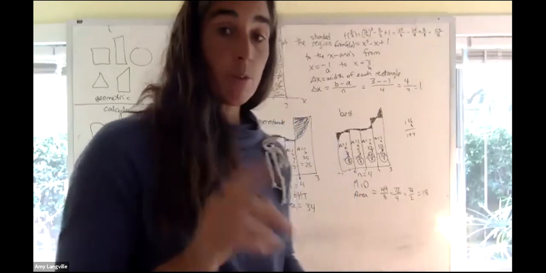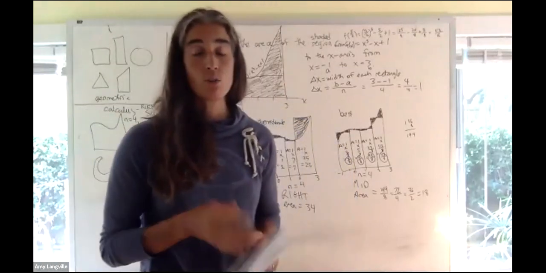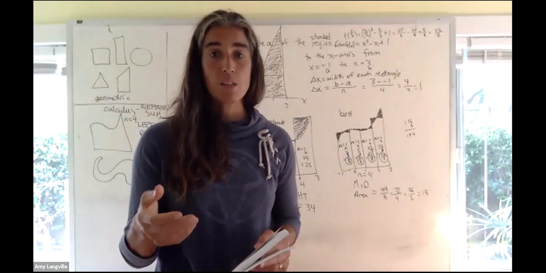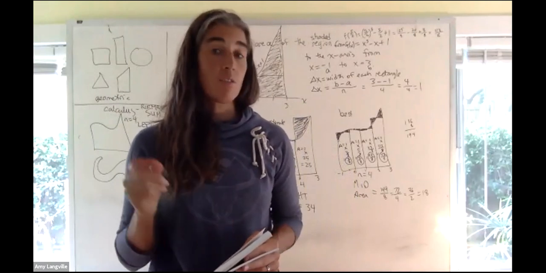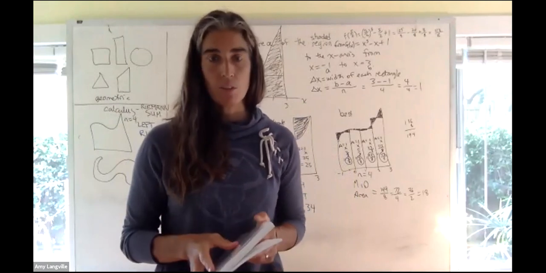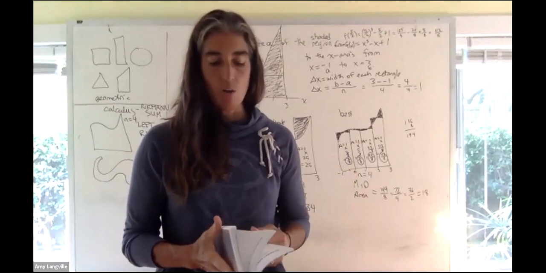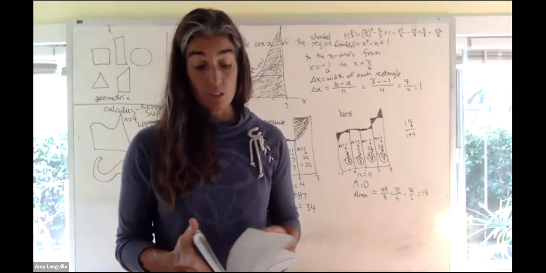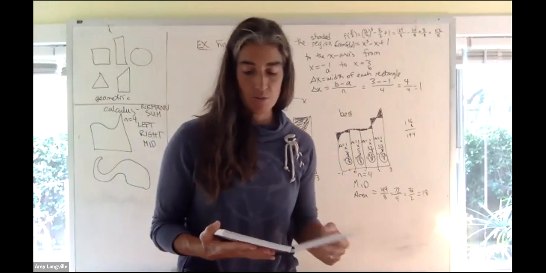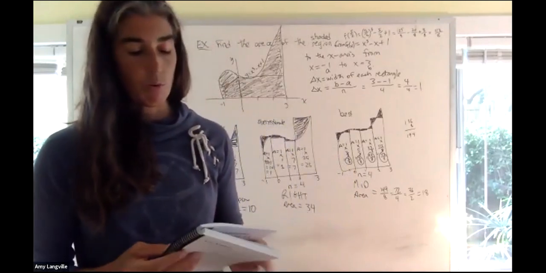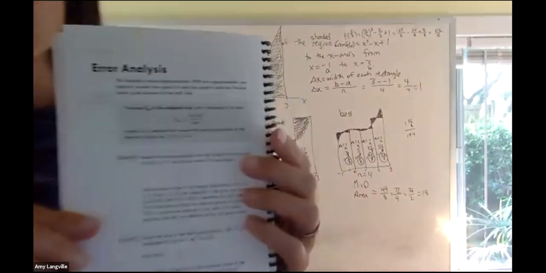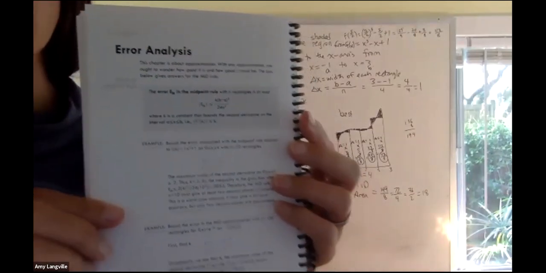So again, the first moral is that increasing n improves your approximation, but it doesn't mean it gets the level of precision that you need for a particular application. And so how can we decide what is the appropriate level of precision that we need? We're now at the end of chapter 1 of journal 1.5. We're going to talk about error analysis. There's a couple pages at the end that talk about error.